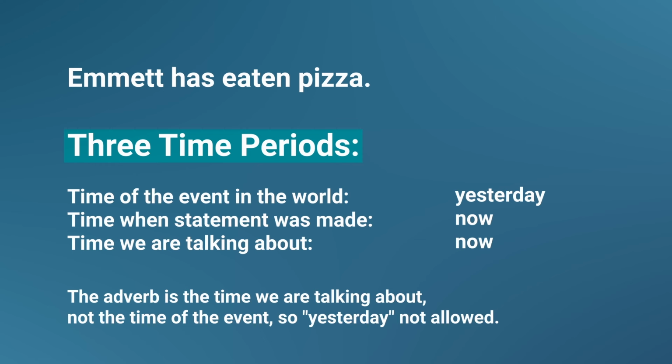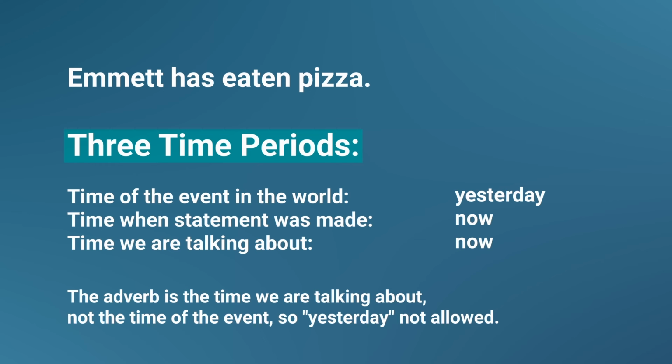That's the speech time, and that's the present. We also have a third time, the time we are talking about, which linguists call the reference time or topic time. In the case of "Emmett has eaten pizza," the reference time is the present, since we cannot use past adverbs, but the time of the eventuality is in the past, since Emmett actually did eat pizza yesterday.